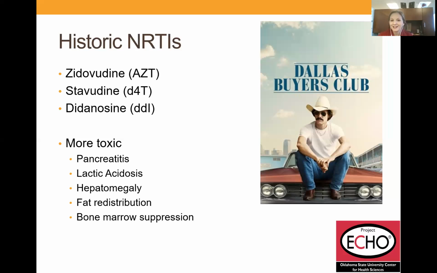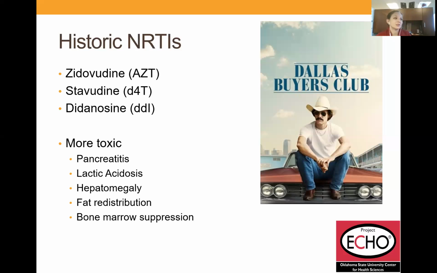I have a picture of the Dallas Buyers Club poster on here. It's a great movie about the early days, but one of the drugs featured in Dallas Buyers Club is AZT. So as you watch the movie and you see them giving patients IV medications and discussing all the side effects of those medications, it was the early AZT studies and pushing out to patients that's being depicted there.